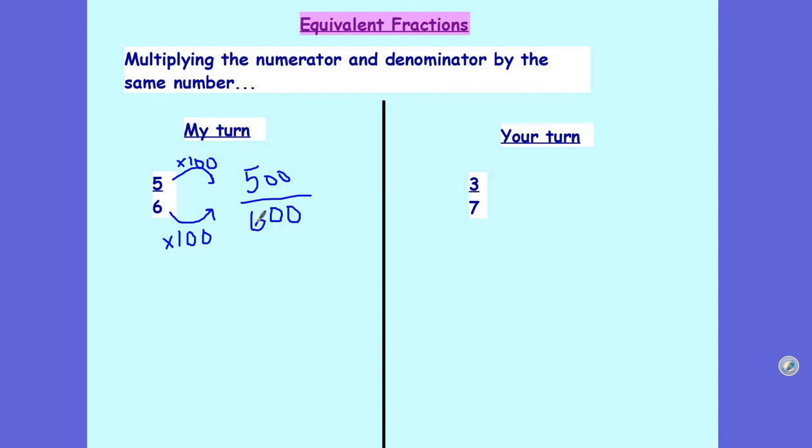Your turn. 60 seconds. How many equivalent fractions can you make equivalent to 3/7? Pause the video, 60 seconds, off you go. Okay, so you could have had 6/14. You could have had 9 over 21. You could have had 3,000 over 7,000. All of these would be valid answers as long as you're multiplying the top and bottom by the same number.